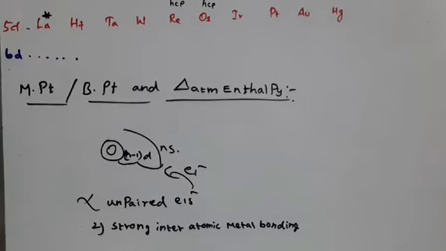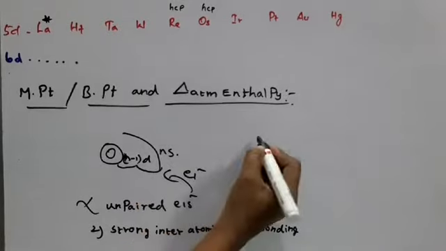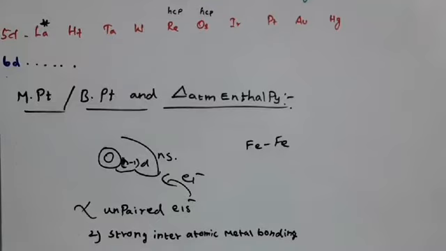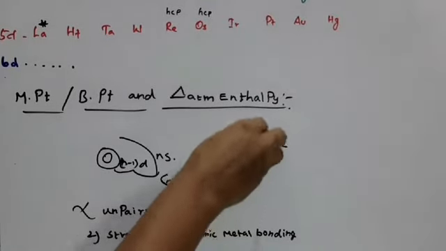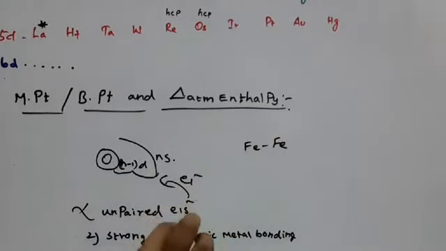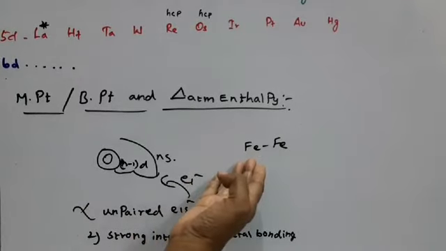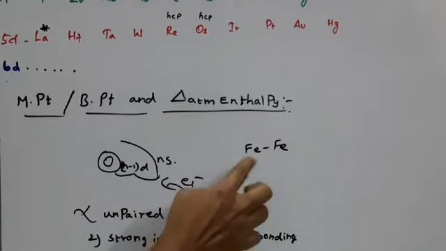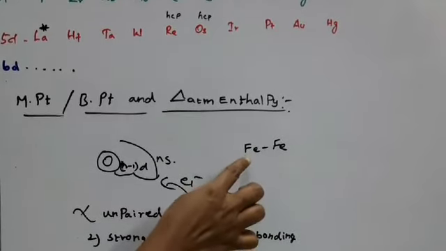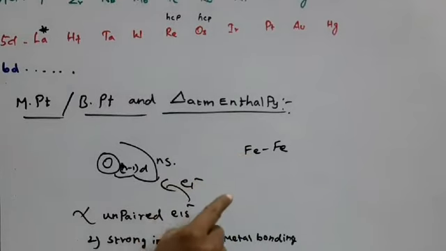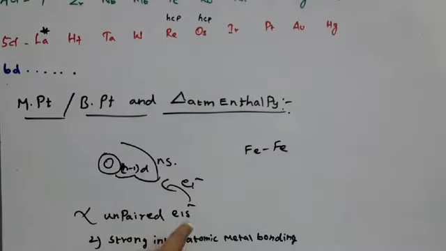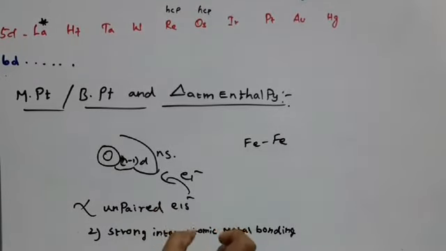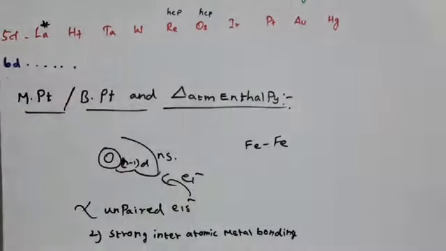Okay, so what do we mean by atomization of enthalpy? Suppose it is iron. We have to break the bond, so a large amount of energy is needed to break it. If the bonding is stronger, how can we separate iron from iron? So the term we can use is the presence of unpaired electrons. Those elements undergo strong interatomic metal bonding. Stronger the metal bonding, higher the atomization of enthalpy.